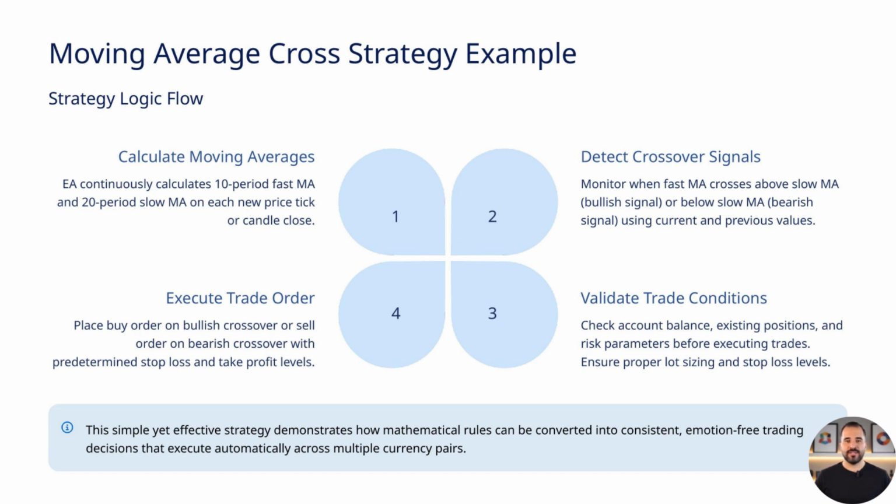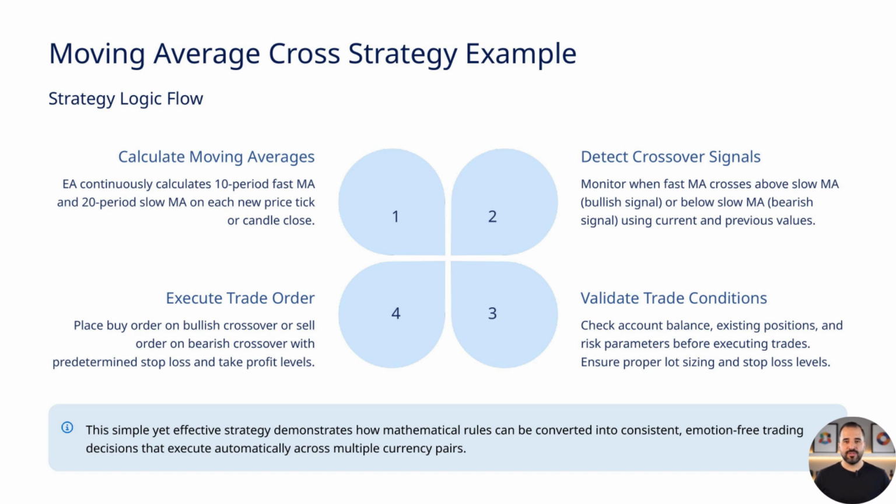Step 2 is detection. The EA checks for crossover signals. A bullish crossover happens when the fast MA crosses above the slow MA, signaling a potential buy. A bearish crossover occurs when the fast MA moves below the slow one, indicating a sell. Step 3 is validation. Before executing, the EA confirms that account balance, open positions, and risk parameters are aligned. This prevents overexposure or trades that violate your risk rules.